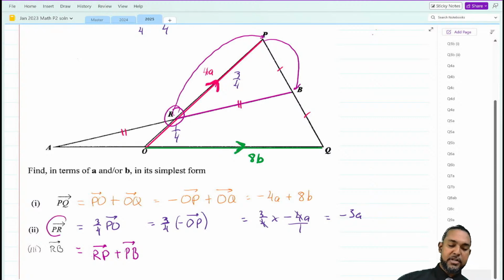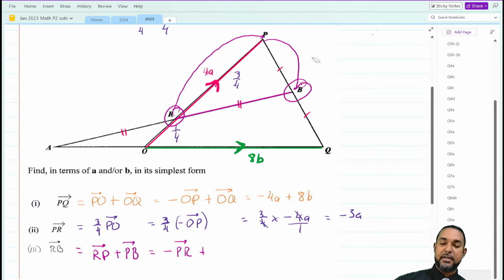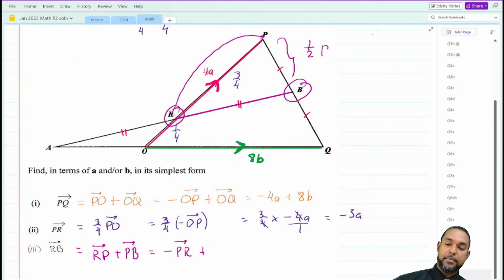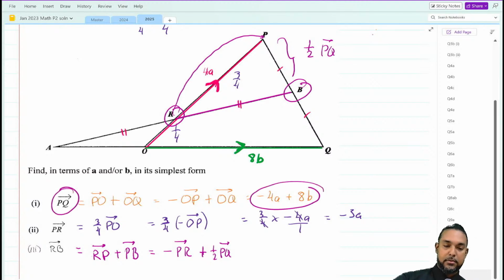Now, what did we find just now? We found PR. What is RP relative to PR? The opposite or the inverse. To invert a vector, all we have to do is put a minus in front of it. So, it's minus PR. And now PB. We know B is the midpoint of PQ, which means that this piece here is what fraction of the whole line? A half of PQ. And we have PQ from part one.